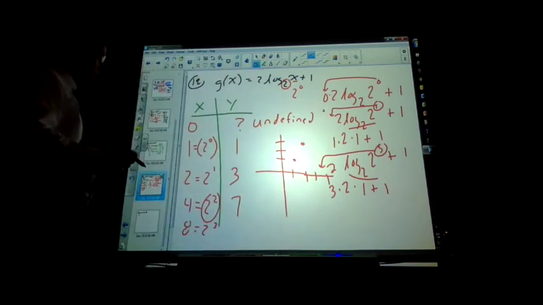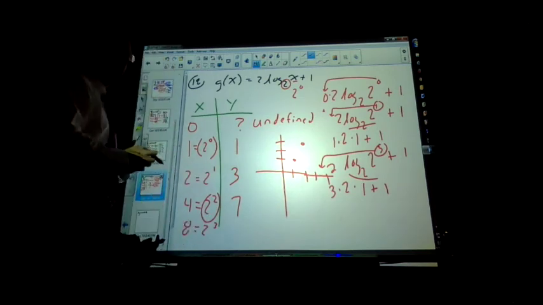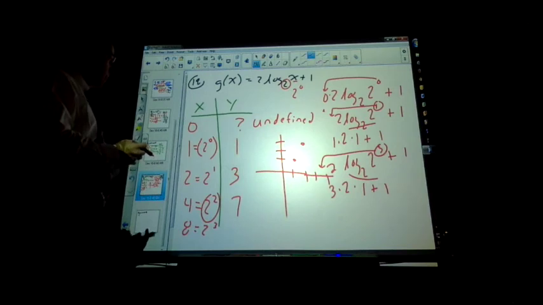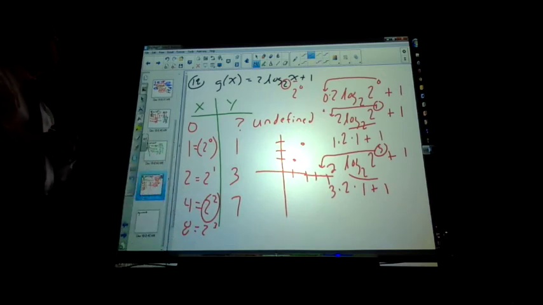Is that right? 4 comma 7. No, because you did 3 for 4. You did the exponents. No, that's not working. You should have done 2 as the exponent. So it's not 4, 7, it's 4, 5.